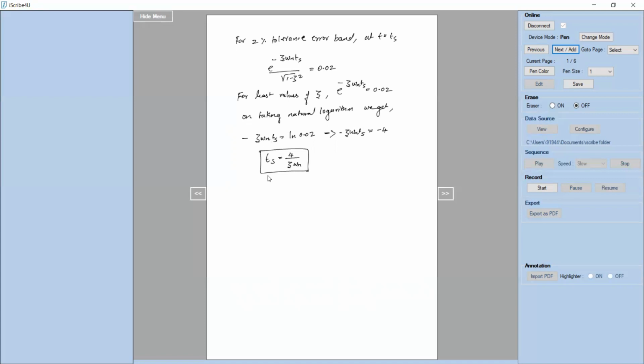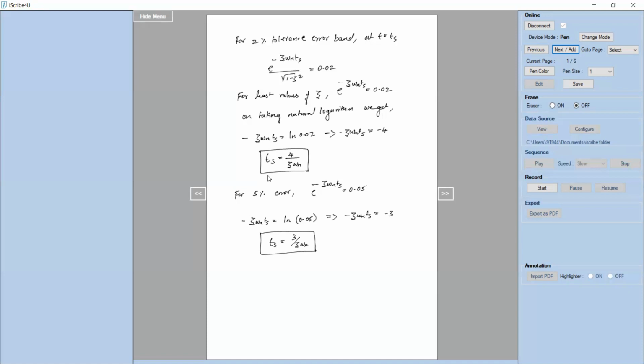Similarly, we can do it for 5% error. For a 5% error, e power minus zeta omega n ts should be equal to 0.05. Taking natural log on both sides, I'll get minus zeta omega n ts as the natural log of 0.05, which implies minus zeta omega n ts is -3. So ts is found to be 3 divided by zeta omega n. This is the settling time for the 5% error.